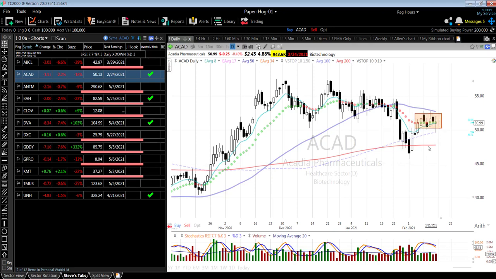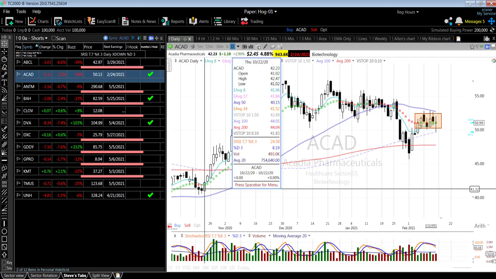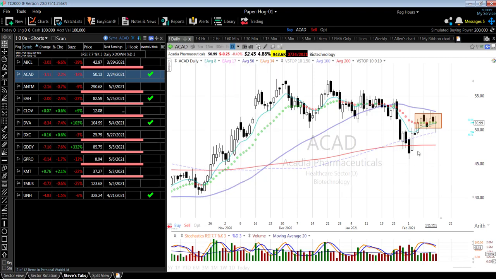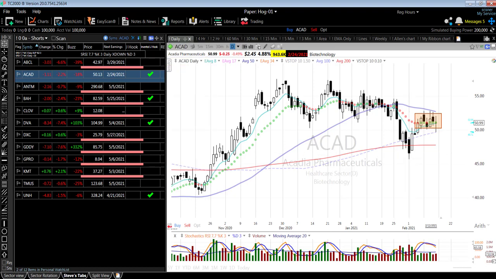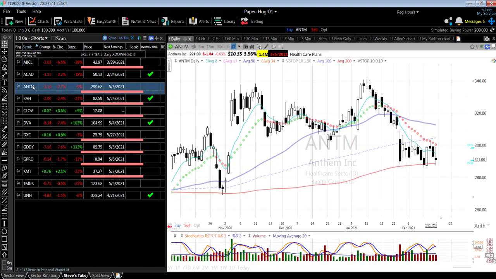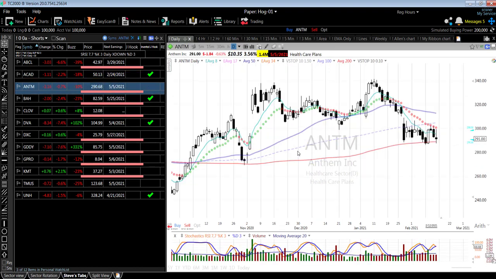The part that concerns me is what's the reward. Now, the reward could be all the way down here or in the 40s, but I think we're going to pause somewhere around this 46 and a half at least, and that might give us a better opportunity to get in. Anthem Healthcare. Now, this one is a really nice consolidation and looks a lot better to the short side.